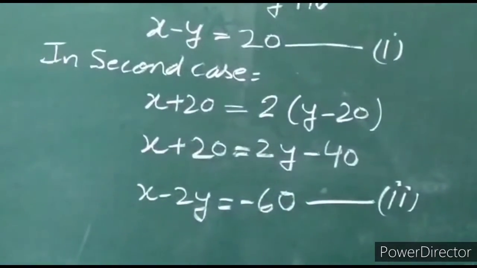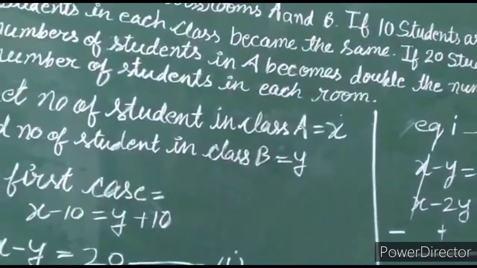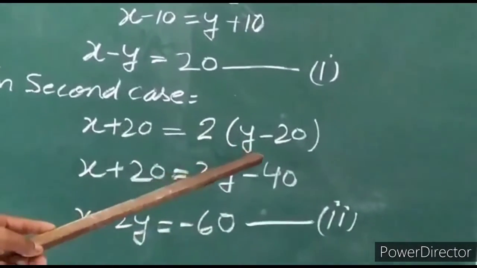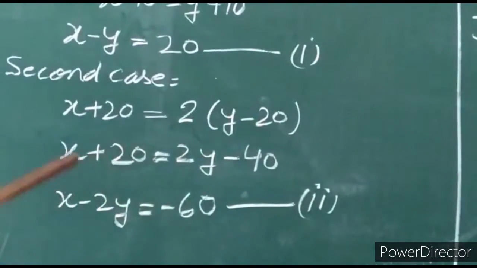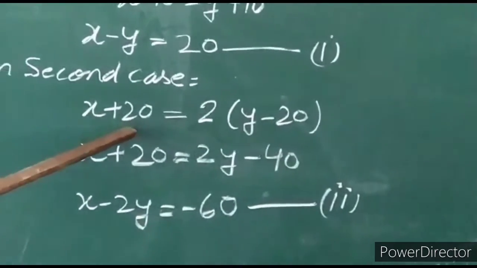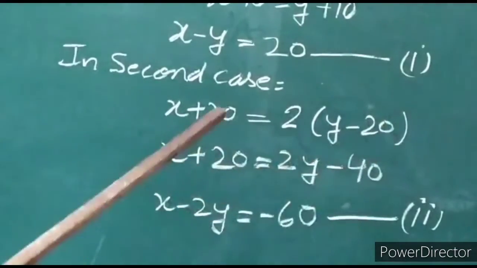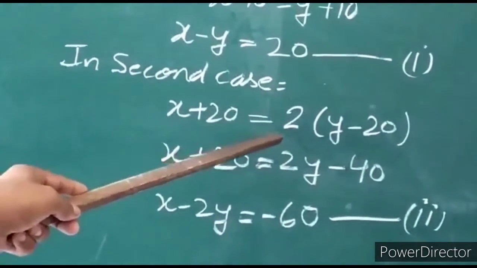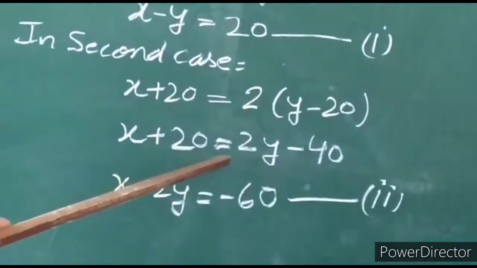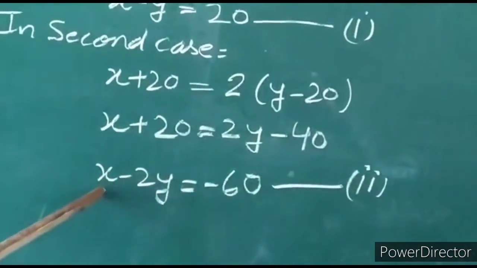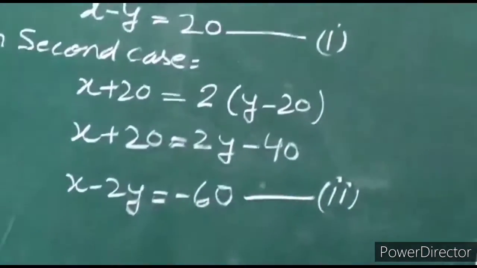In the second case, when 20 students are sent from B to A, the number of students in class A will be x plus 20 and in class B will be y minus 20. Since the number of students in class A is double the number in class B, x plus 20 is equal to twice of y minus 20. We can write this as x plus 20 is equal to 2y minus 40, therefore x minus 2y will be minus 60, and this is our second equation.